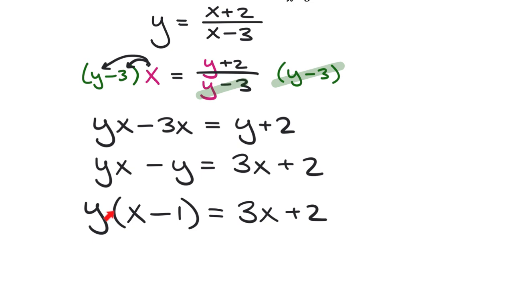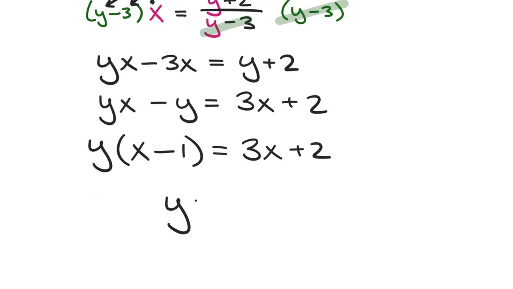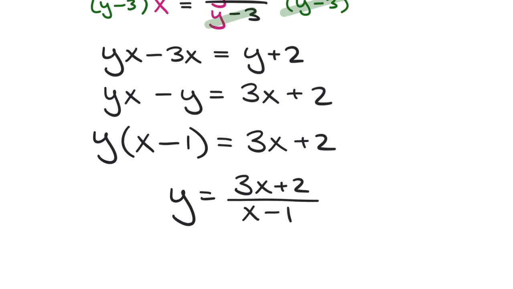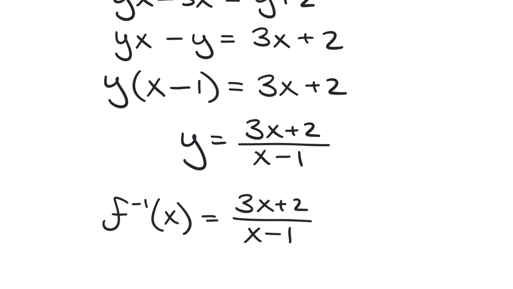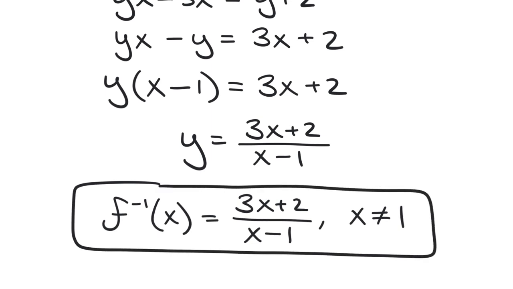We are one step away from getting y by itself, because right now y is multiplied by this entire parentheses. So we divide it by that entire parentheses. We'd end up with y equal to 3x plus 2 divided by x minus 1. Then to make it look fancy, we say this is f inverse of x equal to 3x plus 2 over x minus 1. But there's a number we cannot plug into this function. What is the number we cannot plug in? 1. We cannot use 1. We have to include those restrictions on this domain.